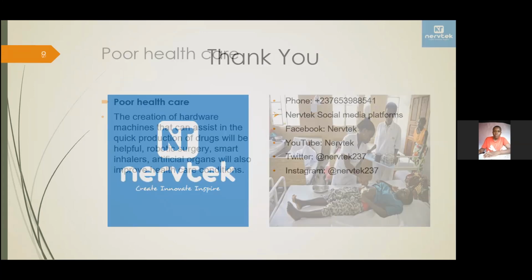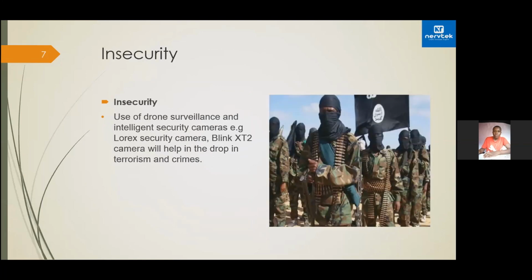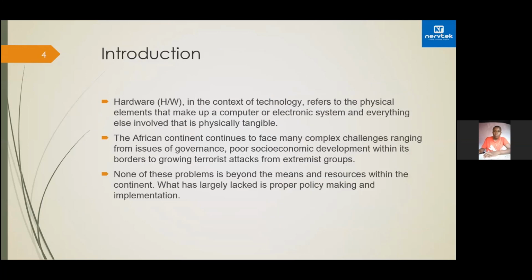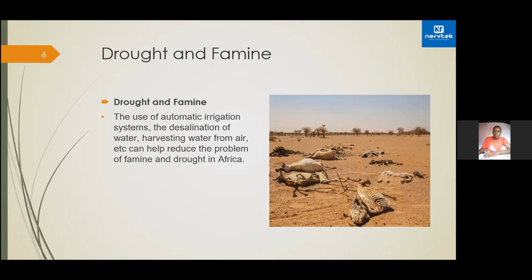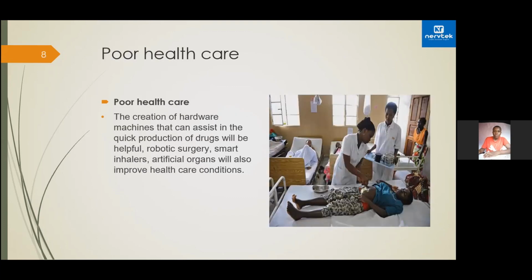So thank you. I'm going to review the problems again. I'll start: we have the energy problem in Africa. We have drought and famine. We have insecurity. We have poor healthcare. There are many other problems that we have in Africa, not only these problems I'm speaking about. So we can all see that we can use hardware technology to solve the problems.